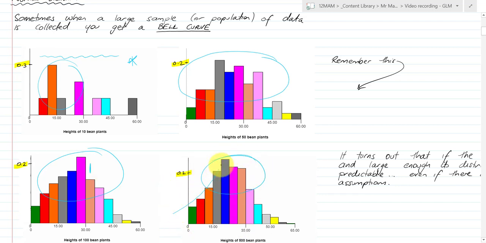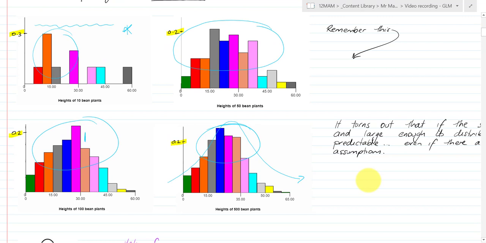This is generally called the bell curve. It looks a little bit like that. If a data set is large enough and a suitable variable, so it has to be a particular type of variable, which we'll talk about a little later, then it should model towards this normal distribution.